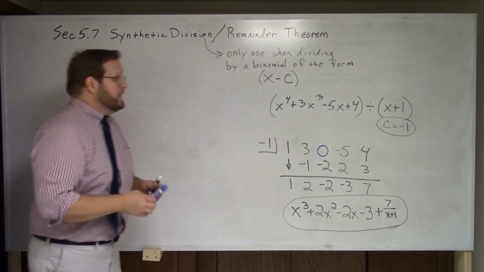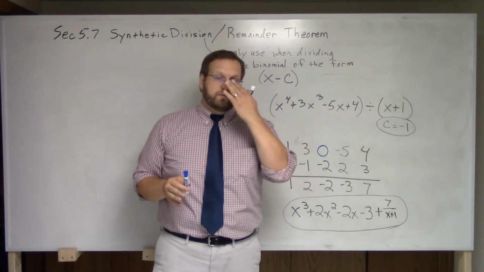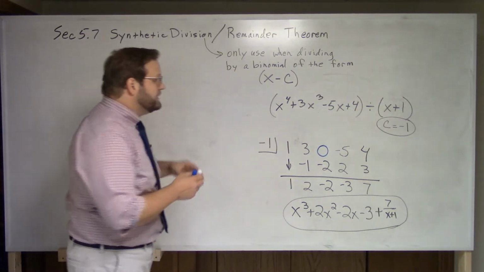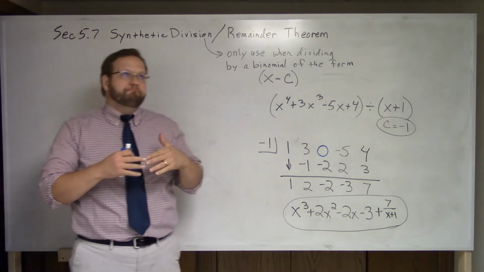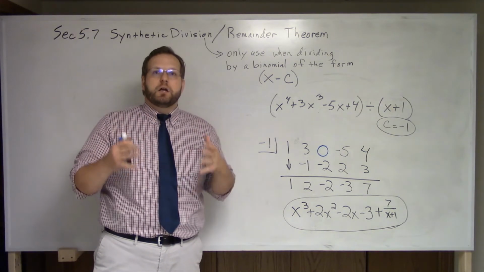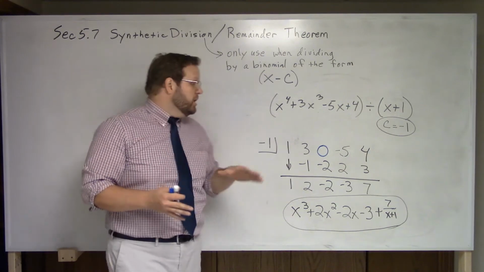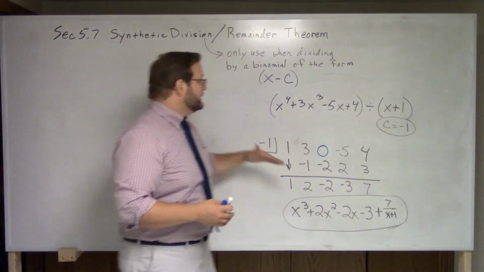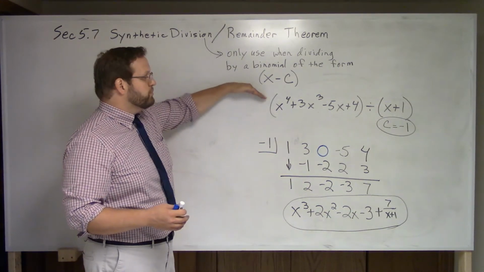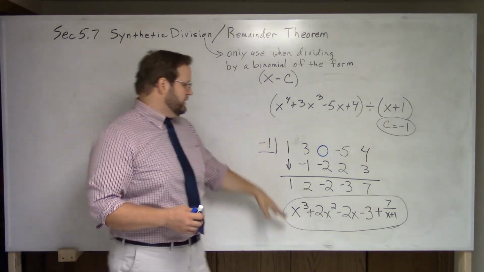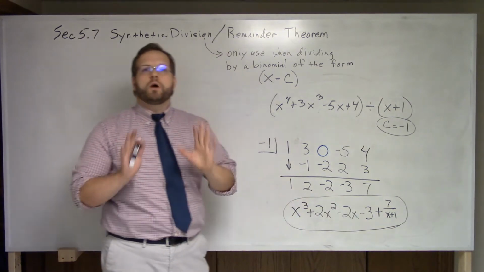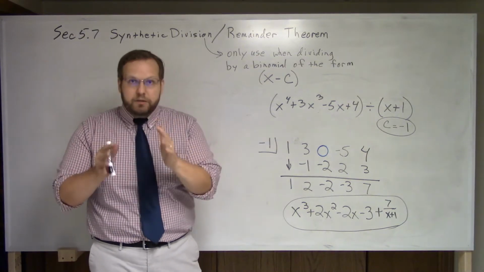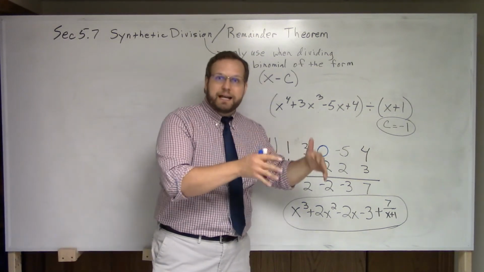Okay? Now, the remainder theorem is paired with synthetic division because they both rely on that C value. Now, what this is used for is to not determine, but to find what the remainder is going to be without actually going through all this division. Okay? So let's say we have this problem here. And I don't ask you, give me the quotient. I just say, what's the remainder going to be when you divide that?